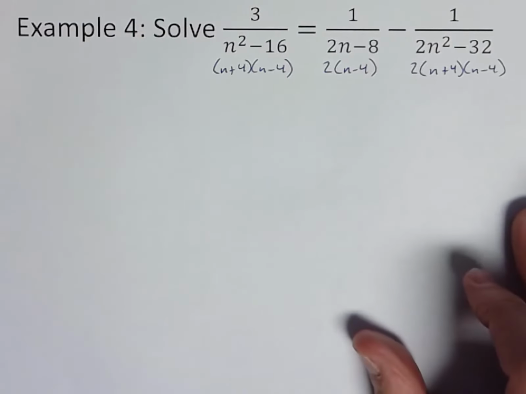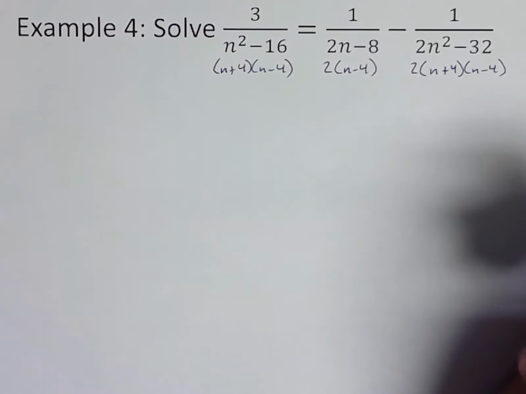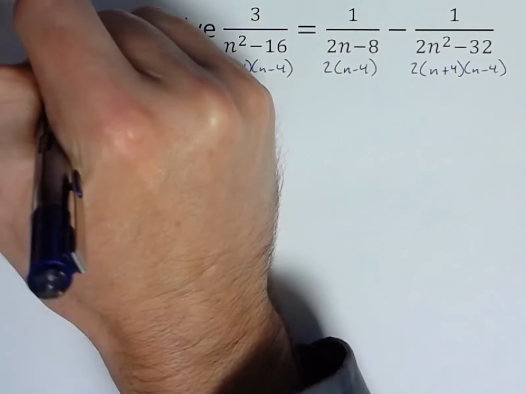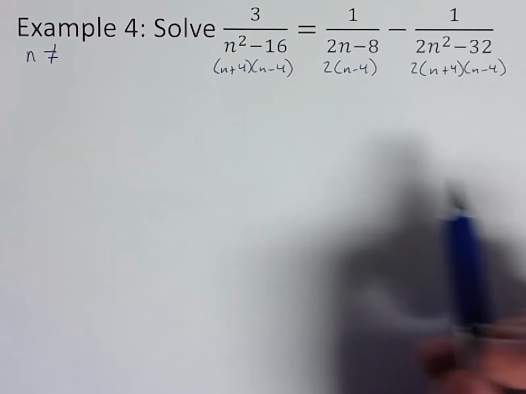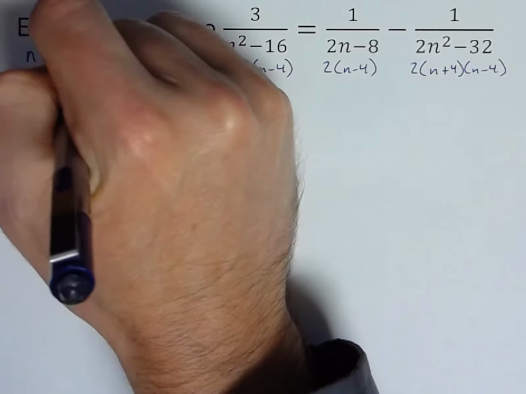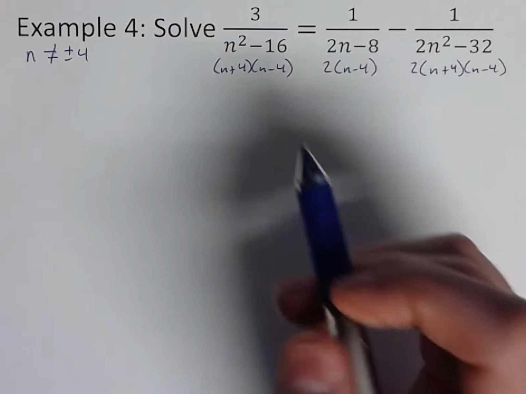Okay, so let's identify. In fact, we can do this real quick. What can n not be? I'll just write it over here. n cannot be, well, based on all these things, it can't be plus or minus 4, looks like the only things there. So n cannot be plus or minus 4 in this one.